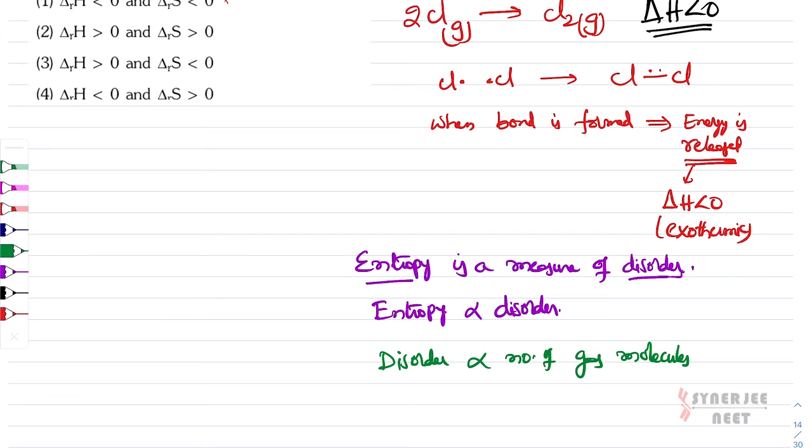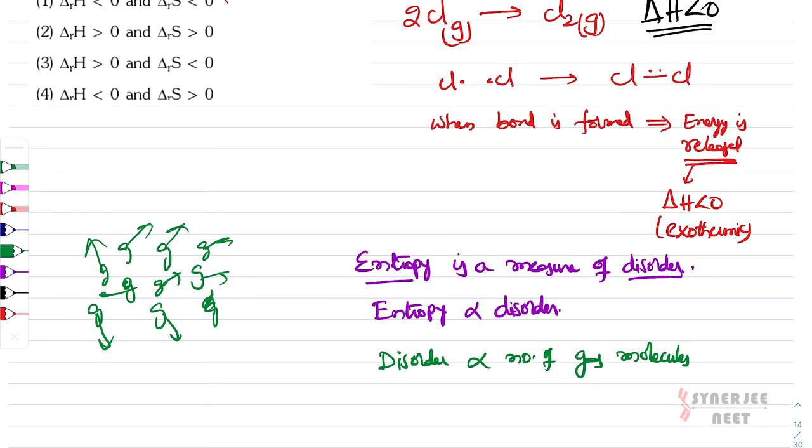If more gas molecules are there, more disorder will be there. Why more disorder? Because gas particles, whether molecules or atoms, are randomly moving. When they are randomly moving, disorder will be more. If more gas particles are there in a system or in a beaker, then more random movements will be there. That means more disorder. So if more gas molecules are there, more random movements, more randomness, and more disorder will be there.